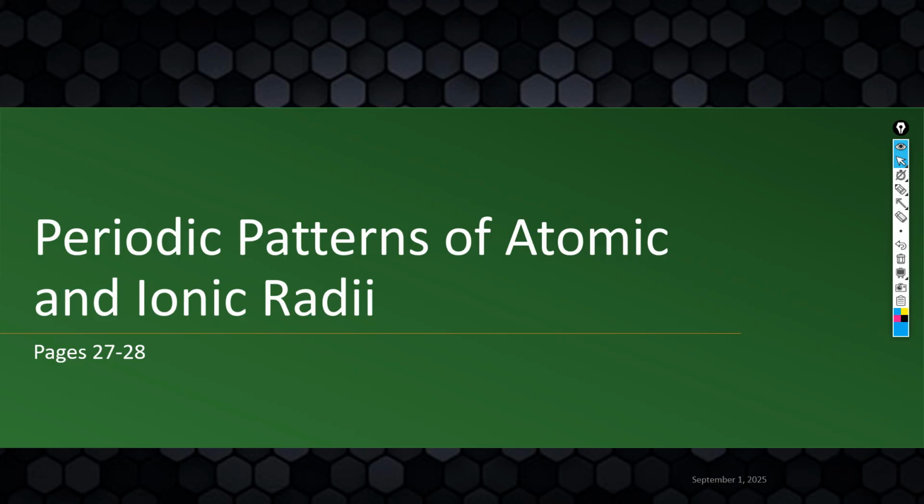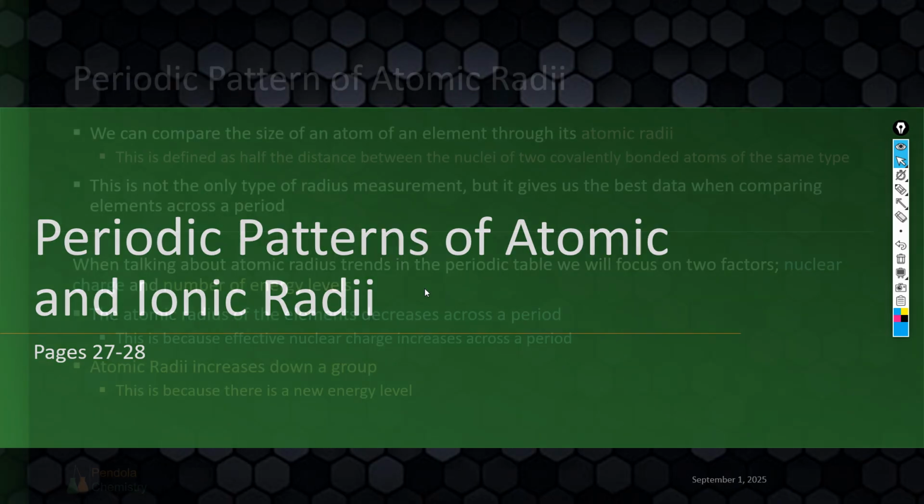Today we're doing chapter 2, section 5, which is going to focus on the patterns in atomic and ionic radii across the periodic table. So we're going to look at both atomic radius and ionic radius and how these change both from left to right across a period and from top to bottom down a group. So let's get started.